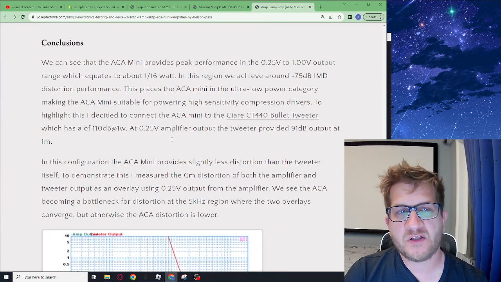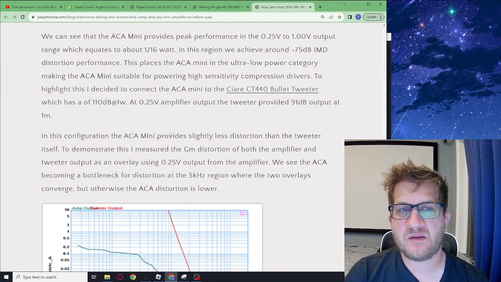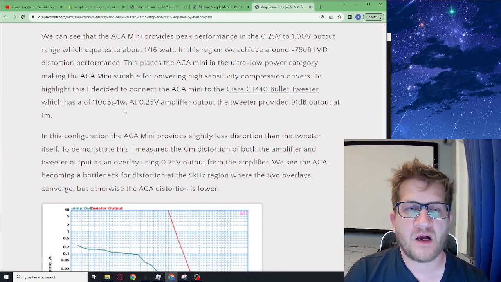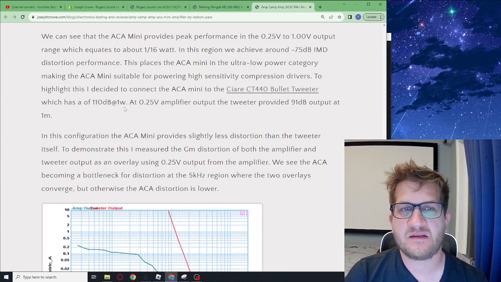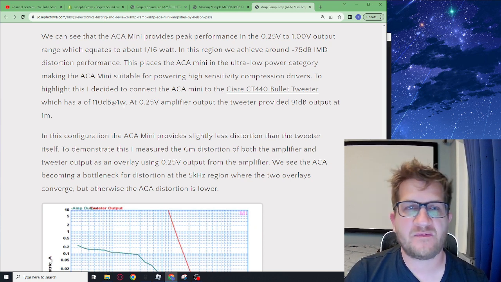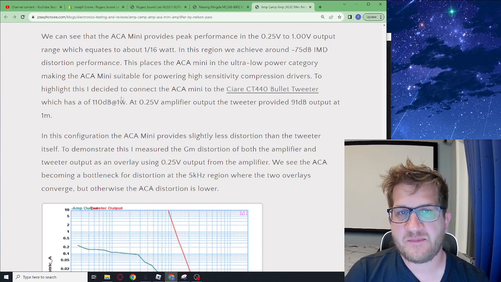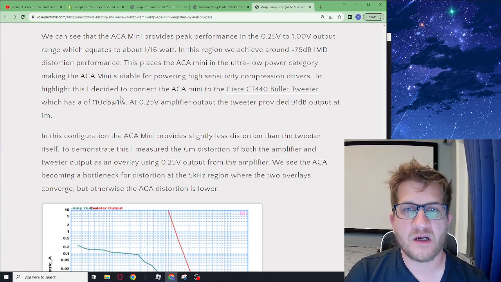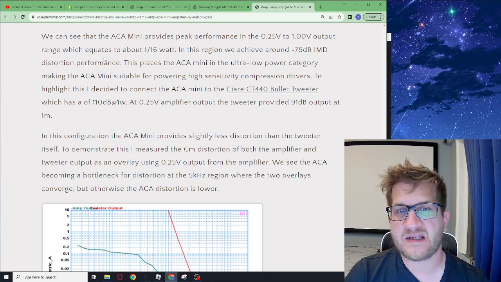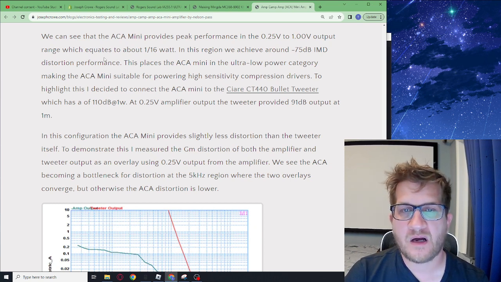So in conclusion, the ACA Mini provides peak performance in the quarter to 1 volt output, which equates to about a 16th of a watt. So in this region, we achieve around 75 dB of IMD performance. This places the ACA Mini in the ultra low power category, making the ACA Mini suitable for powering high sensitivity compression drivers or very high sensitivity loudspeakers.